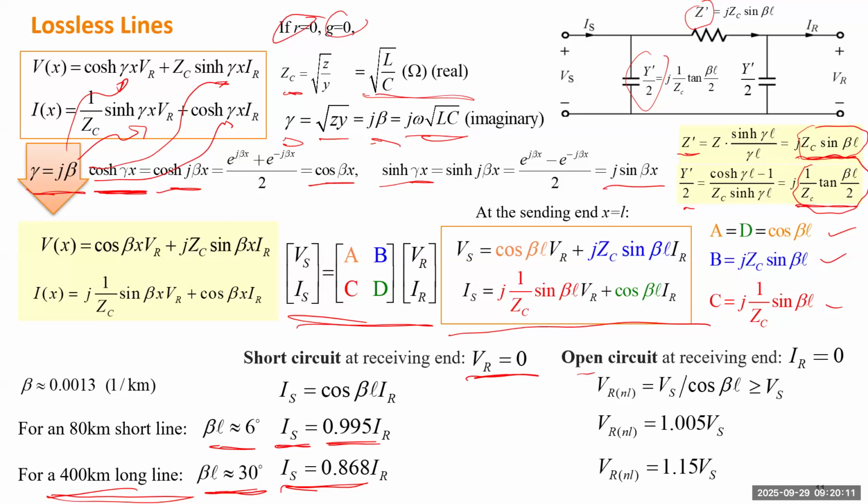When you have an open circuit on the receiving end, the load current will become 0, which seems to be okay because there's no fault, no short circuit. But what happens is that it can raise the voltage on the receiving end to be higher than the limit. So especially for a long line, when you open the circuit on the receiving end, the receiving end voltage can be 15% higher than the source voltage.